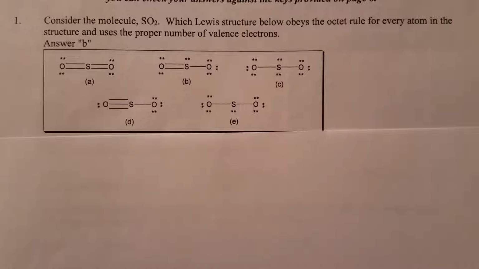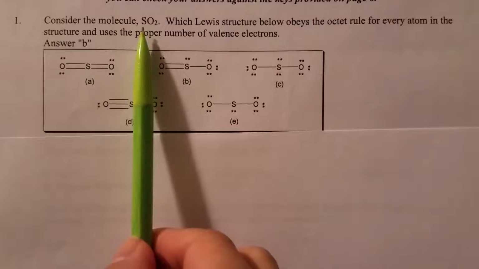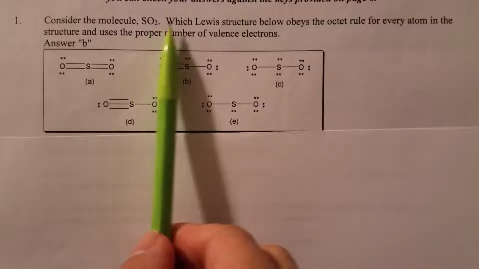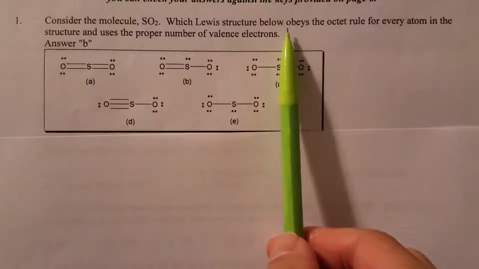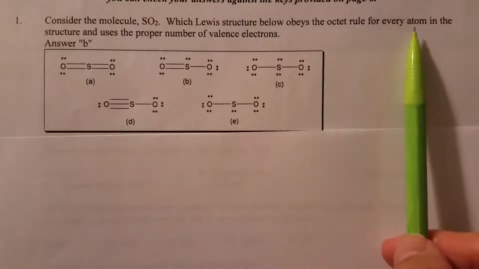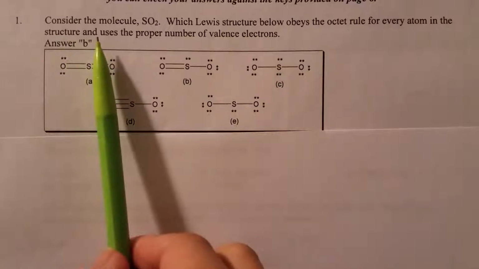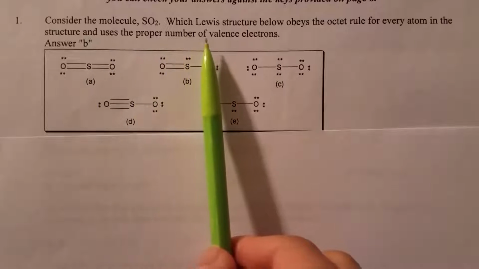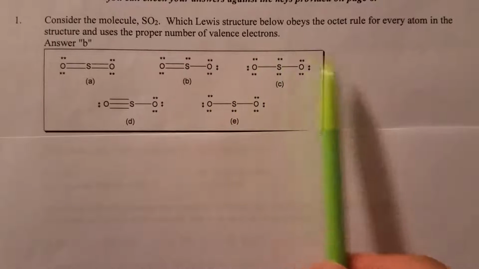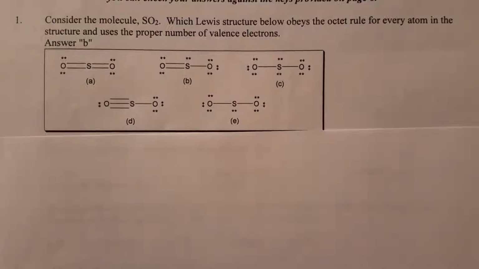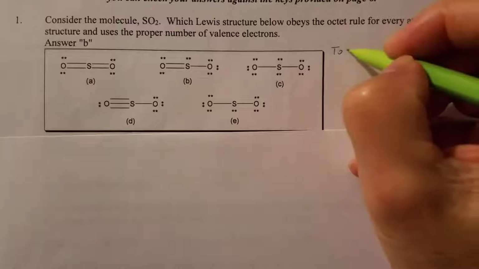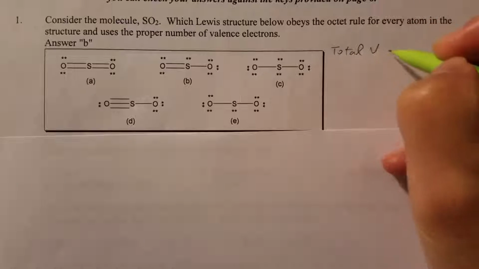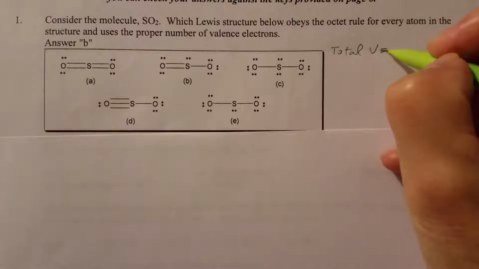This is practice exam 4, question number 1. Consider the sulfur dioxide molecule. Which Lewis structure below obeys the octet rule for every atom in the structure and uses the proper number of valence electrons? First, let's find out the total number of valence electrons for the molecule.